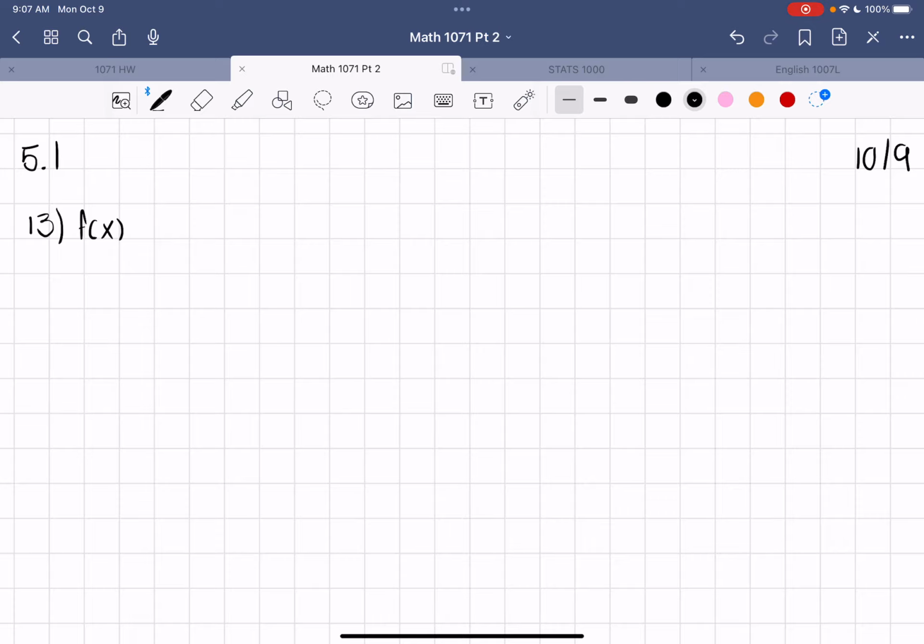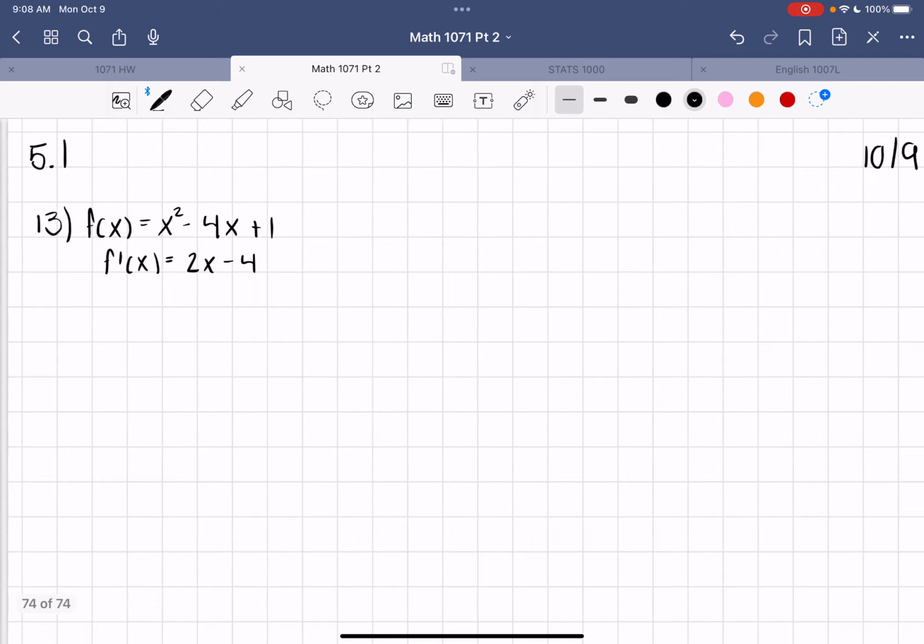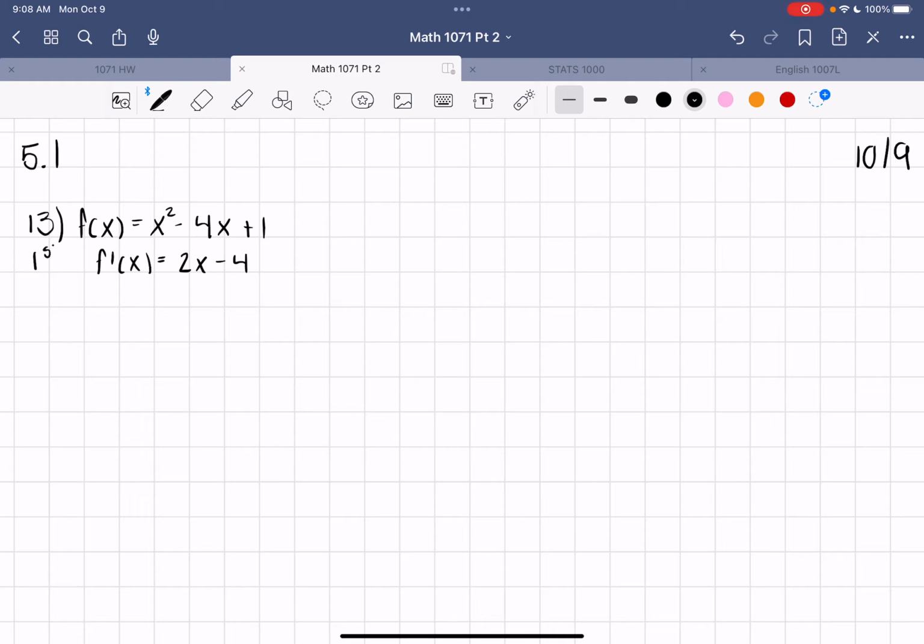F prime is 2x minus 4. And we've already talked about how profit is maximized where marginal profit is 0. In other words, we're interested in where the first derivative is equal to 0. So set your function equal to 0 and find the x that does that. Well, 2x minus 4 equals 0. Clearly x is 2. That is, in this case, your one and only critical point.